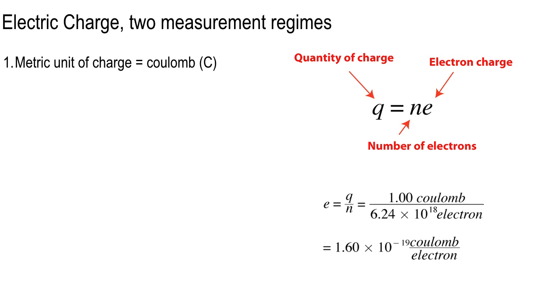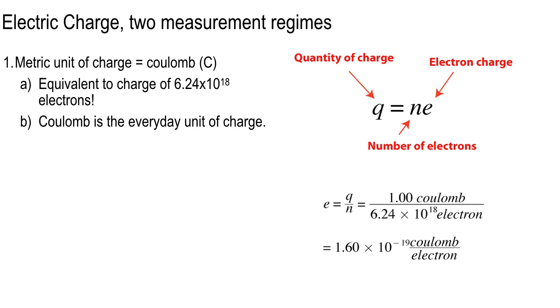Now, the metric system arose before we knew the specifics about electrons. We didn't even know about electrons, to tell you the truth. We just had an idea that there were molecules and atoms, but we didn't know the parts of them. So the metric unit of charge is called the coulomb, named after Charles Coulomb, a French scientist. It's equivalent to the charge on 6.24 times 10 to the 18 electrons. So electrons are really teeny compared to the metric unit of charge, which is an everyday size unit.